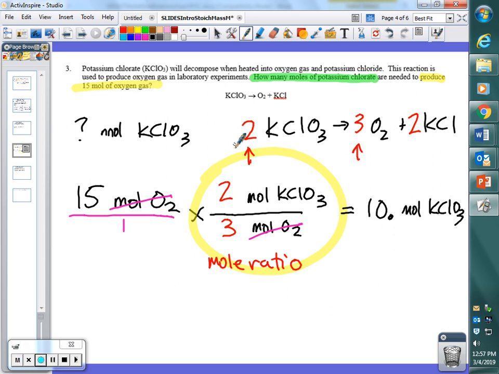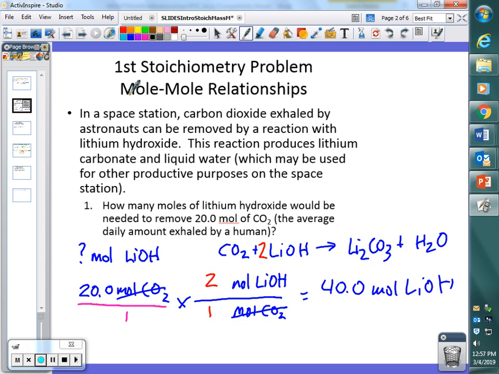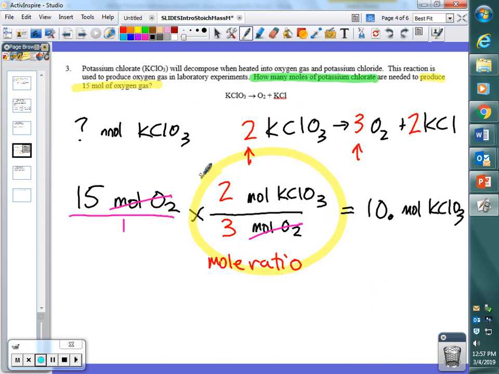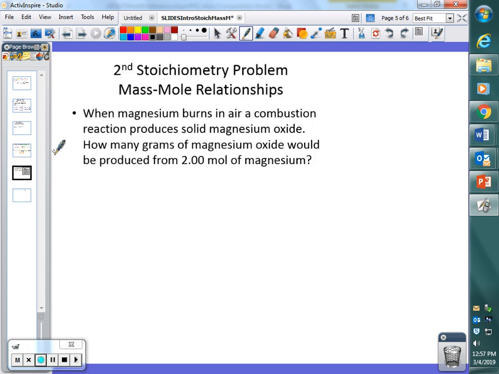All right, so this is the first type of problem, and I think I kind of mentioned this to you. This is what we call a mole-to-mole relationship. It's a one-step problem where the one step is a mole ratio that comes from the coefficients of a balanced equation. Okay?